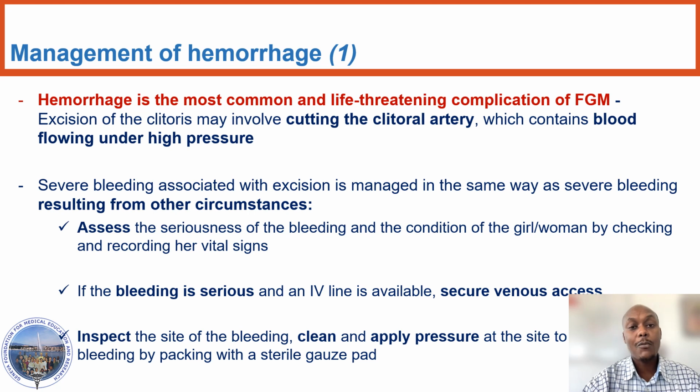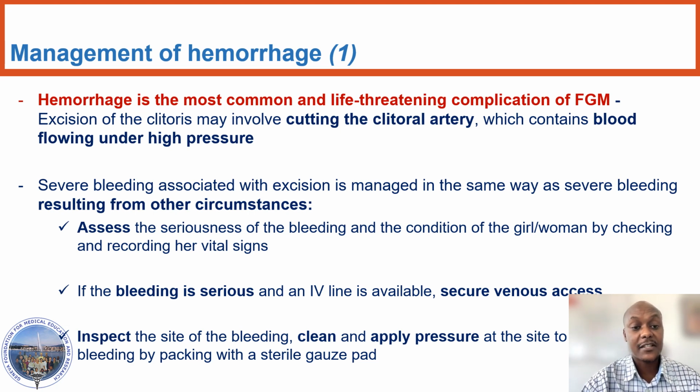Hemorrhage is the most common and life-threatening complication of FGM, and it usually results from cutting of the clitoral artery, which contains blood flowing under high pressure. Severe bleeding associated with excision of the clitoral artery is managed in the same way as severe bleeding resulting from other circumstances. First, you assess the seriousness of the bleeding and the condition of the girl or woman by checking and recording her vital signs.